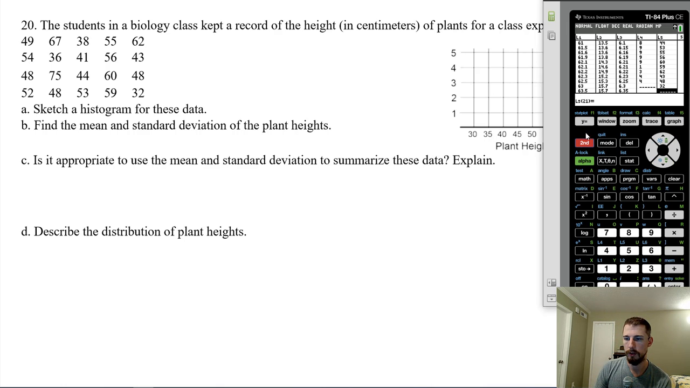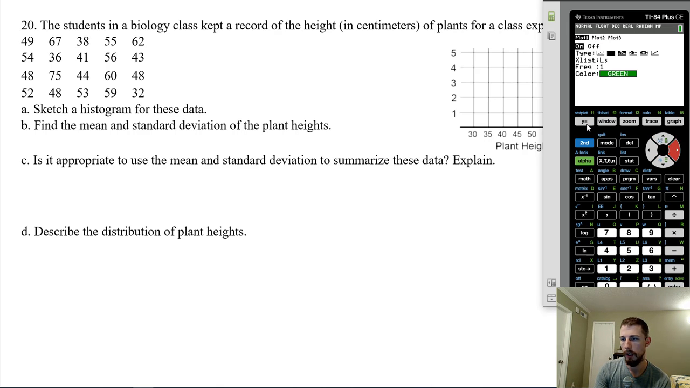I'm going to do second stat plot, turn on just one plot here, go to a histogram, and then put in your list. Mine's list 5. To graph it out, if we just click graph, well, that worked because I had done it before. But yours probably won't show it, so we have to hit zoom and 9, which is zoom stat.